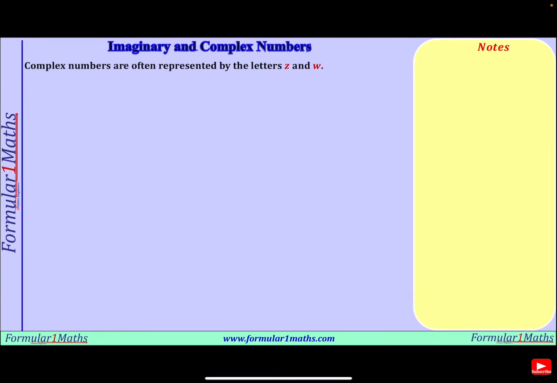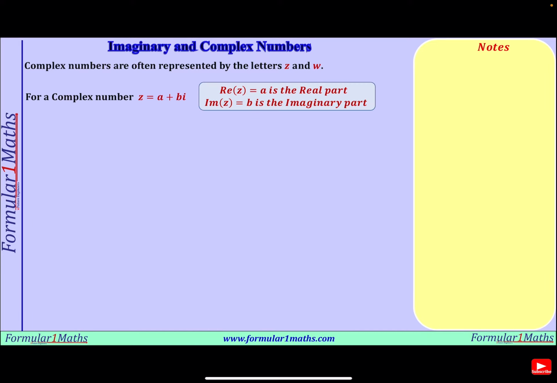Complex numbers are often represented by the letters z and w. For a complex number z equal to a plus bi, this notation here, Re(z), is used to denote the real part. And Im(z) is also used to denote the imaginary part.